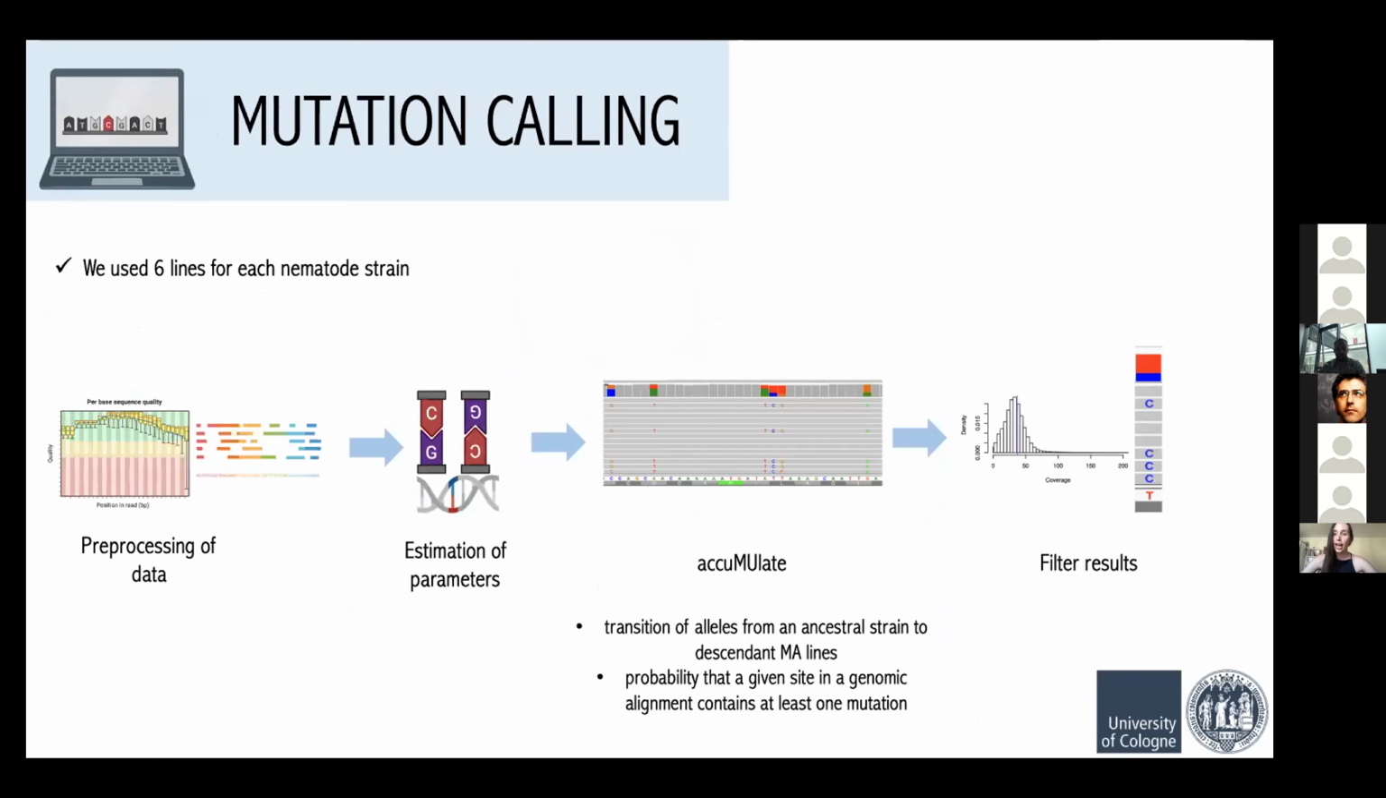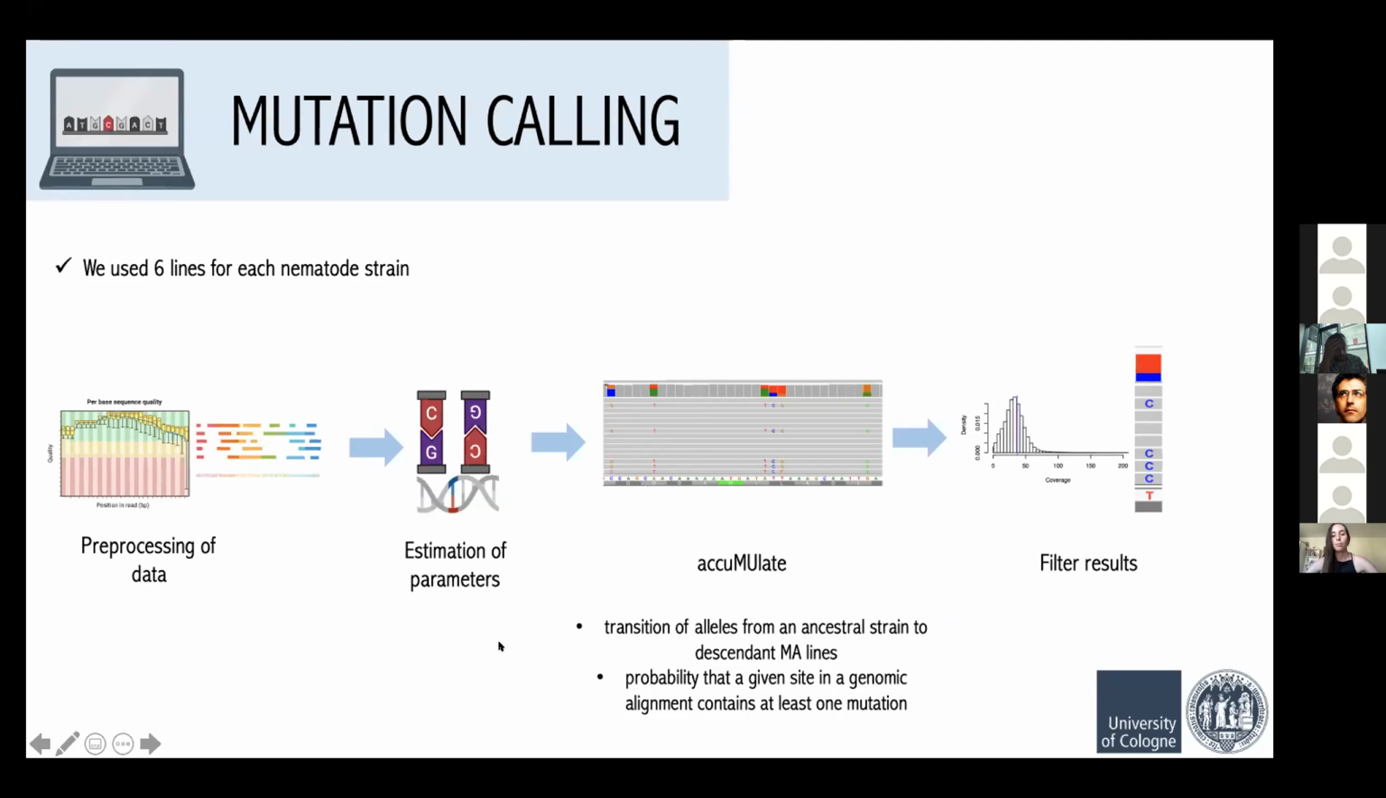Now here comes what I actually did in the project, which was starting with mutation calling. We used 6 lines for each of the nematode strains. The process began with pre-processing of the data, which is basically mapping, trimming, removing duplicates, and getting rid of low quality reads. Then we estimated several parameters, for instance the GC content of the reference genome and Watterson theta for both of the strains.